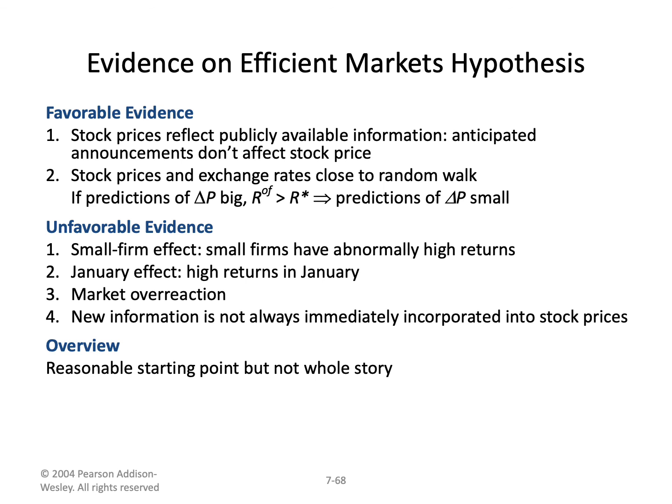Small firm effect. Unfavourable evidence: small firms have abnormally high returns, which you wouldn't expect. A January effect: there tends to be higher returns in January. Markets can overreact. New information is not always instantaneously incorporated into stock prices. So, the efficient market hypothesis is a reasonable starting point, but it needs to be adapted to make a proper theory of the stock market.